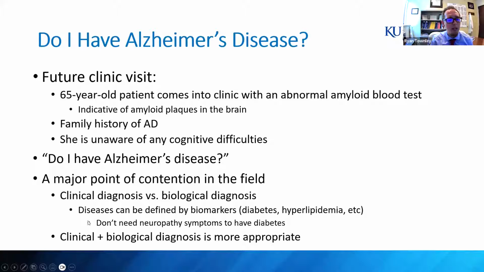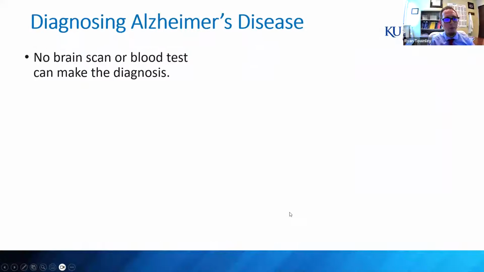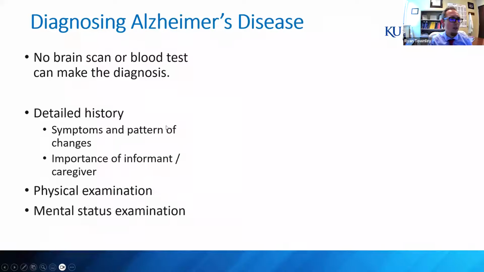But for right now, this clinical and biologic diagnosis is the most appropriate. But let's say we have the best blood test in the world. It's still not going to make a diagnosis for you, right? The detailed history, especially since we're saying that you need symptoms. So, getting that detailed history of how long has something been going on, what's the pattern of changes, these are still the most important part of the puzzle when you're making a diagnosis.